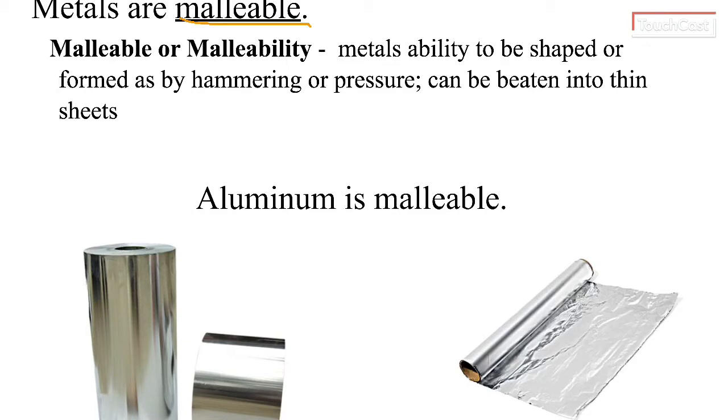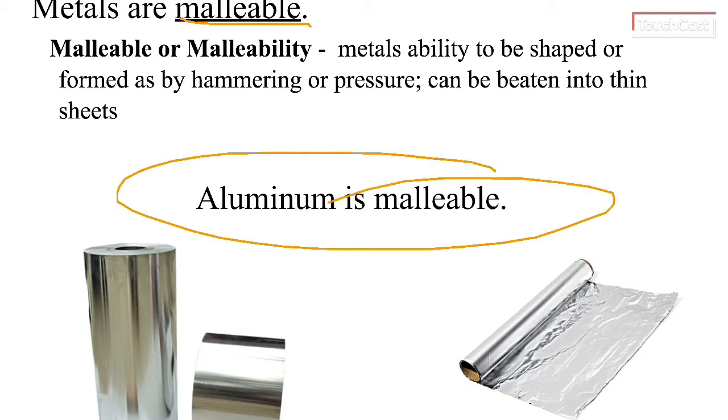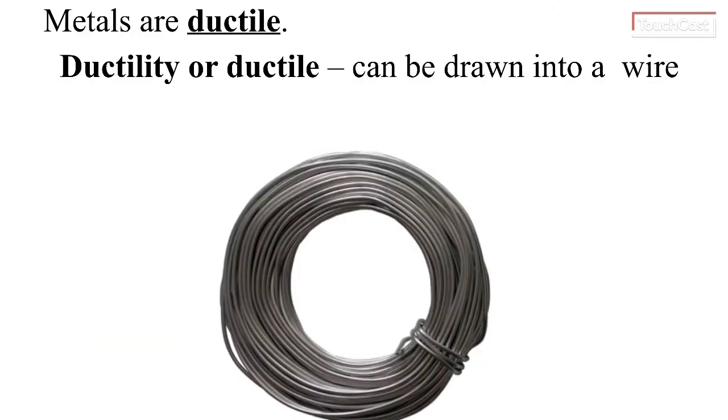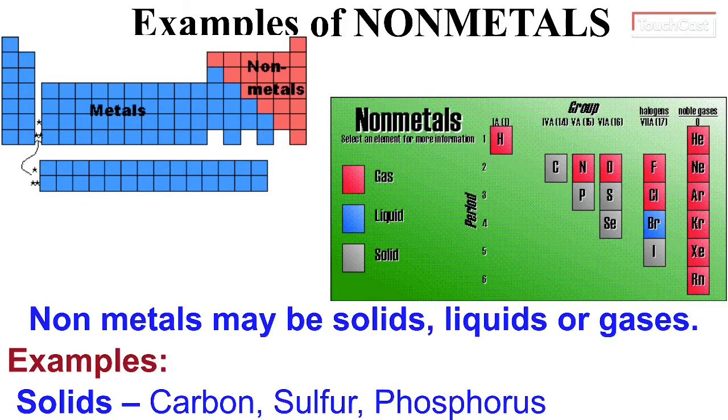So aluminum is a metal. I keep referring to it because it's one that you get asked a lot in STAR test questions about what its metallic character is. Aluminum is very malleable. You can bend it and form it. Lastly, your metals are ductile, and ductile or ductility means that it can be drawn into a wire. All right, let's go to our next description. We're talking about the nonmetals.